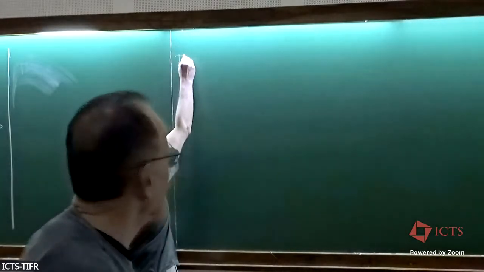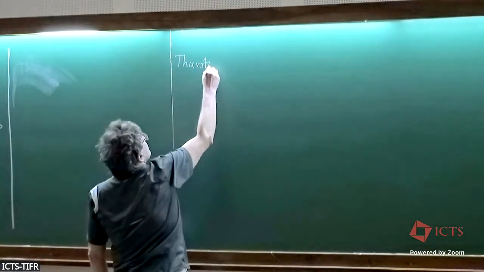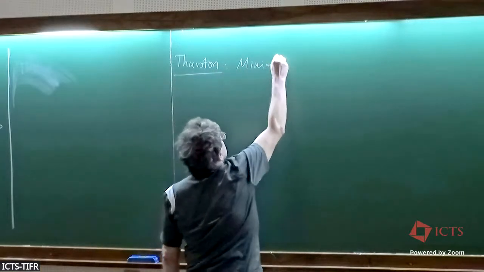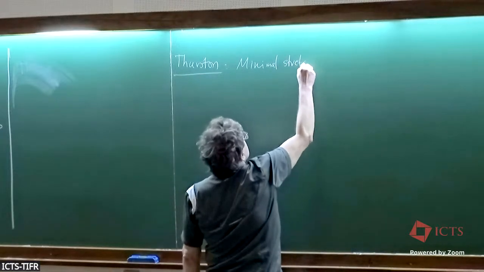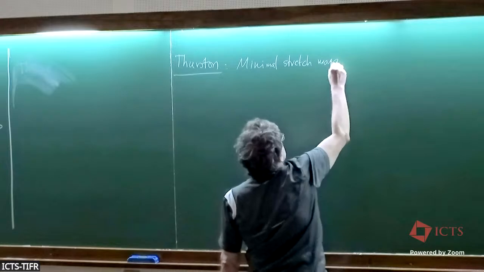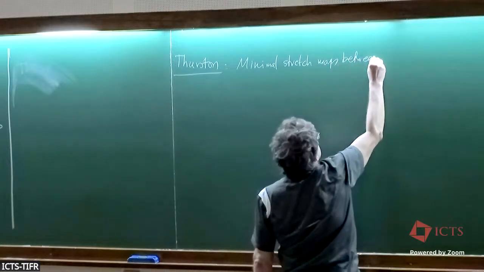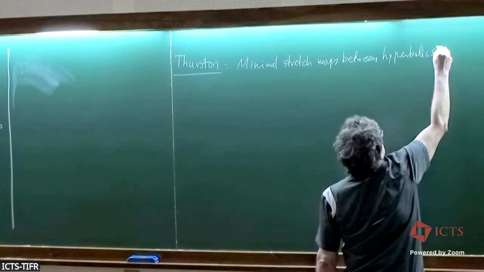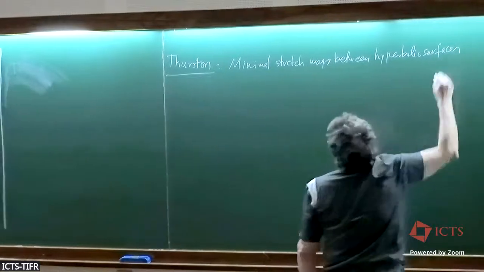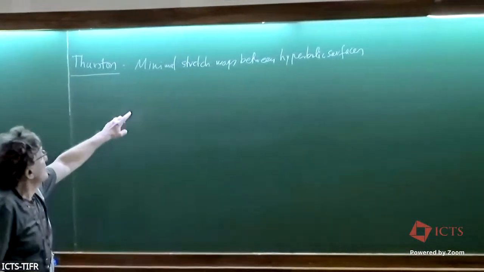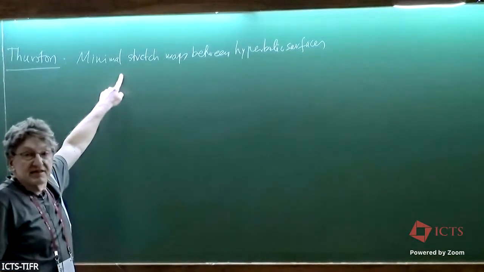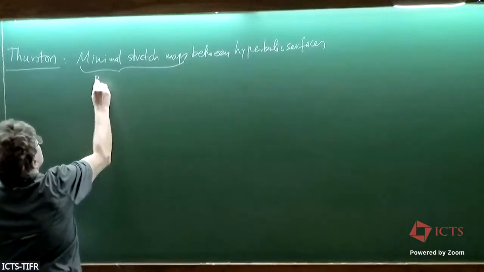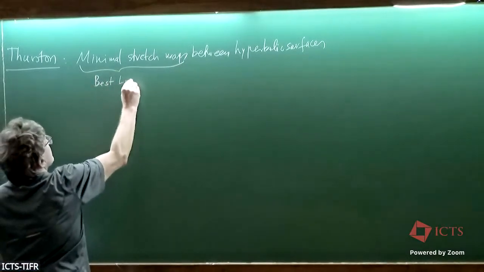So there's a paper of Thurston. It's called Minimal Stretch Maps between hyperbolic surfaces. So minimal or minimum stretch maps is exactly what I'll be saying by best Lipschitz maps. This is what we're going to call best Lipschitz maps.